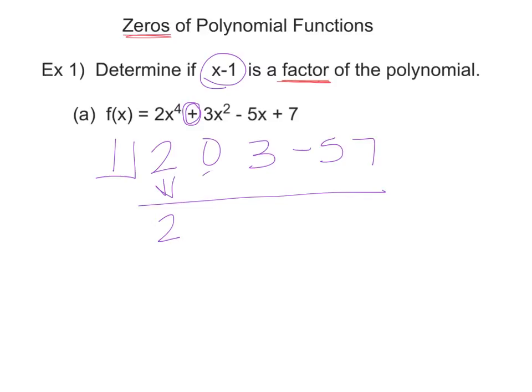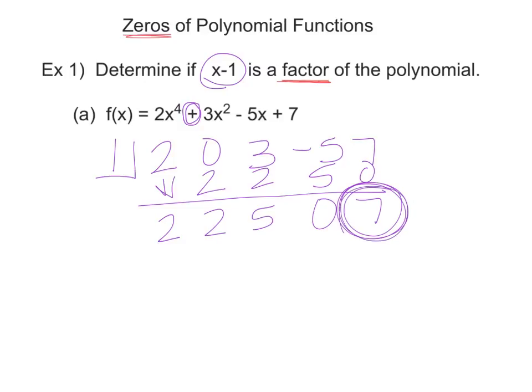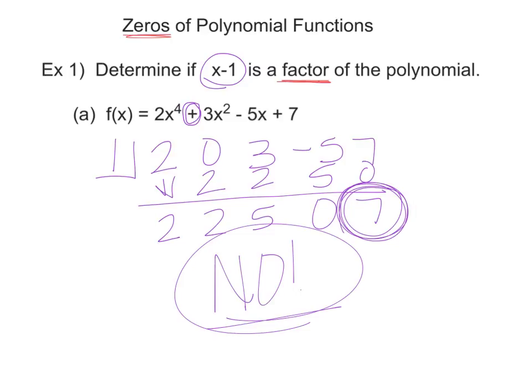So drop that 2, multiply and add, multiply and add. So 1 times 2 is 2. 1 times 2 is 2, giving me a 5. 1 times 5 is 5 for a 0. 1 times 0 is 0. And I have a remainder here of 7. So does that mean x minus 1 is a factor, yes or no? No, not a factor. Good. So this is not a factor. In order to be a factor, it has to have 0 as the remainder. Good.